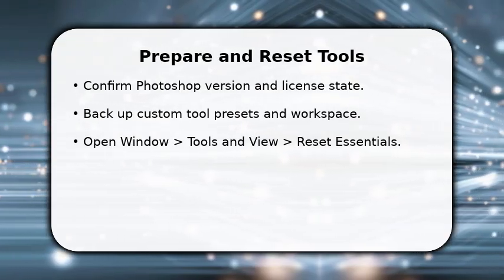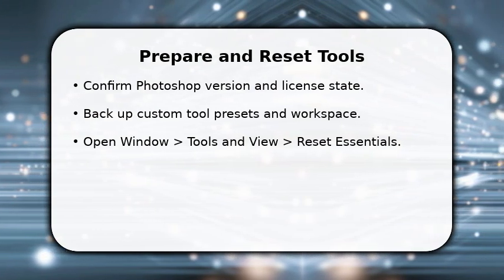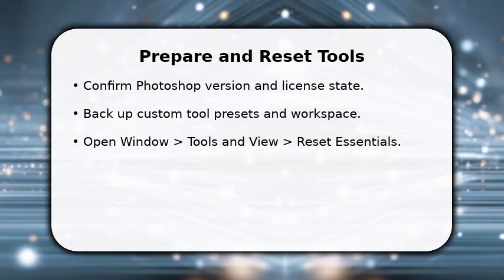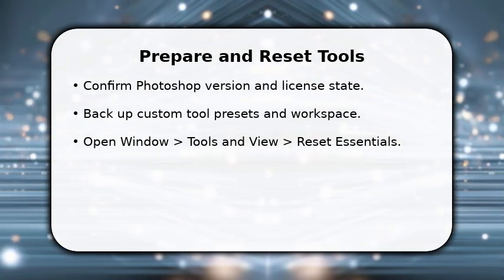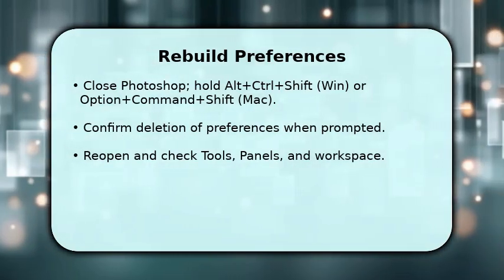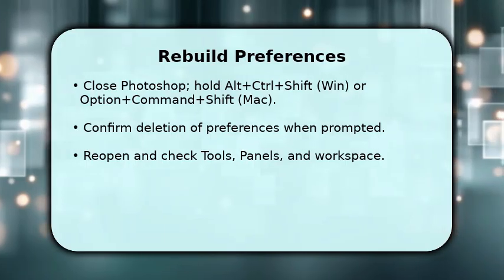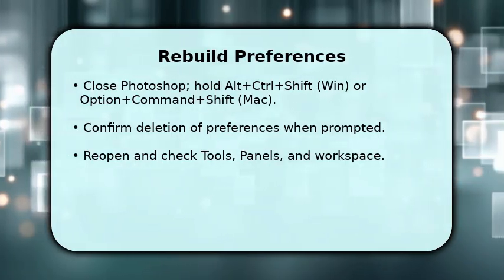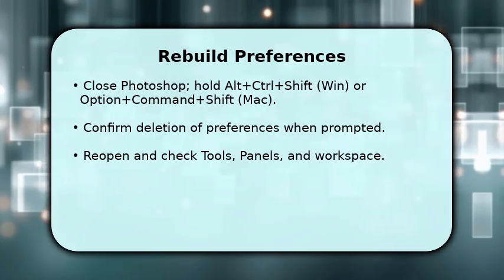You now rebuild Photoshop preferences to remove corrupt settings causing toolbar issues. This is the core repair. With Photoshop closed, hold Alt plus Control plus Shift on Windows or Option plus Command plus Shift on Mac while relaunching, and confirm deletion of the settings file when the dialog appears.